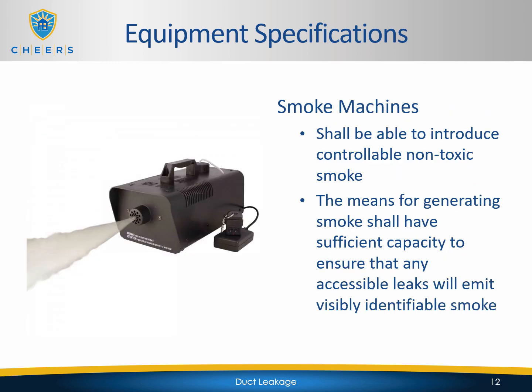And finally, a smoke machine. The smoke machine shall be able to introduce controllable, non-toxic smoke. The means for generating smoke shall have sufficient capacity to ensure that any accessible leaks will emit visibly identifiable smoke. So the point of a smoke machine is if you're investigating the location or source of leakage within a duct system, you will be able to blow smoke into the system while pressurizing the ducts so that you can visually identify where the smoke is coming out of, hence identifying the leakage points in that system.